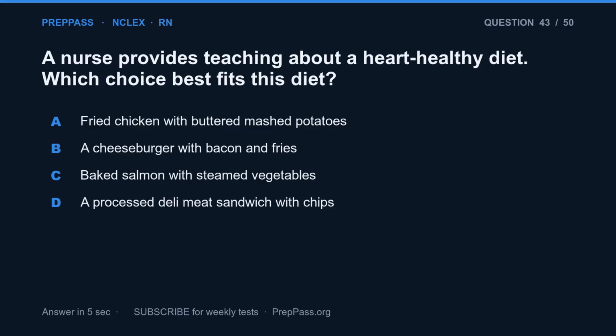Question 43. A nurse provides teaching about a heart-healthy diet. Which choice best fits this diet? A. Fried chicken with buttered mashed potatoes. B. A cheeseburger with bacon and fries. C. Baked salmon with steamed vegetables. D. A processed deli meat sandwich with chips.